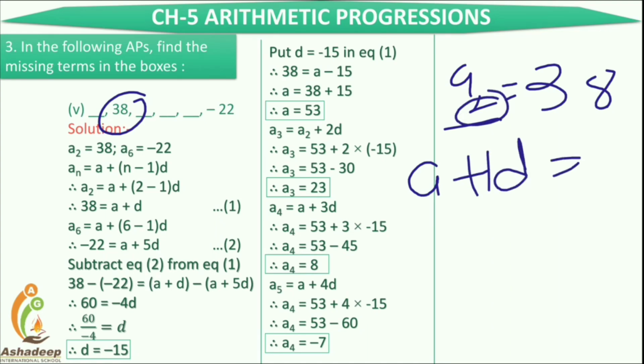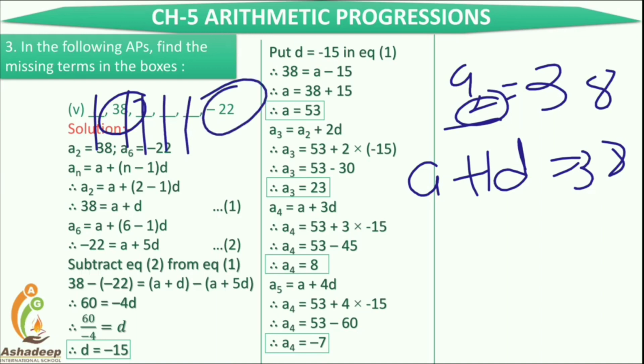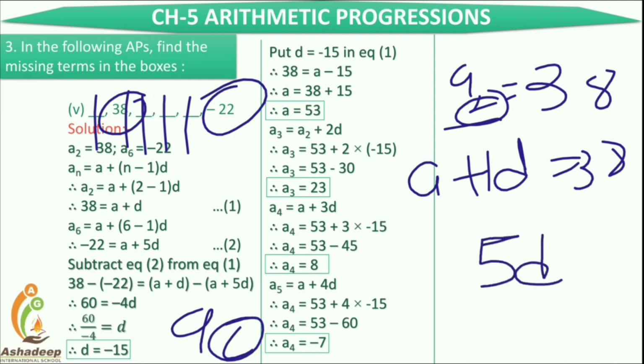So A plus 1D is equals to 38. That is our equation number 1. And this is the first, second, third, fourth, fifth and sixth term. So sixth term means what? A6. Now 6 minus 1 will leave what? 5. What do we attach with it? D plus A. So A plus 5D is going to be the minus 22.